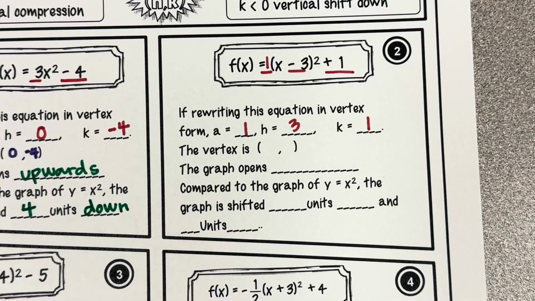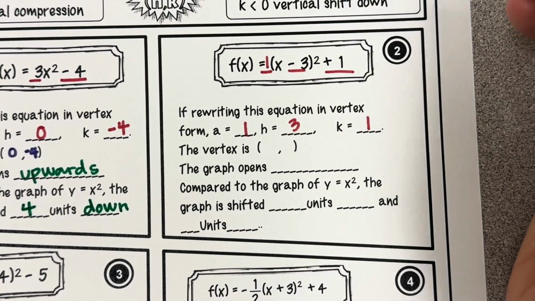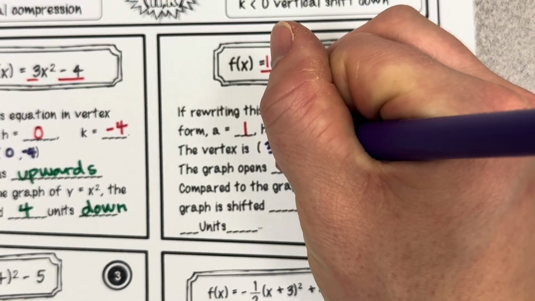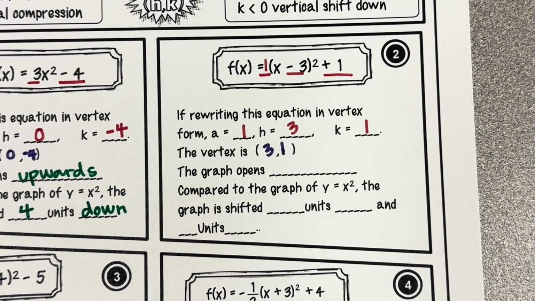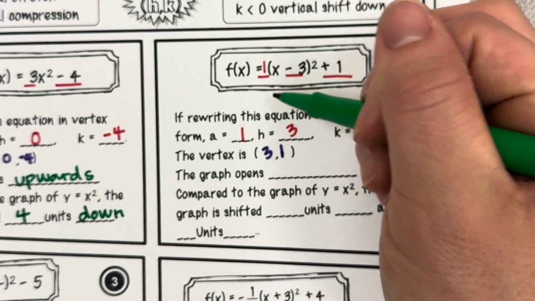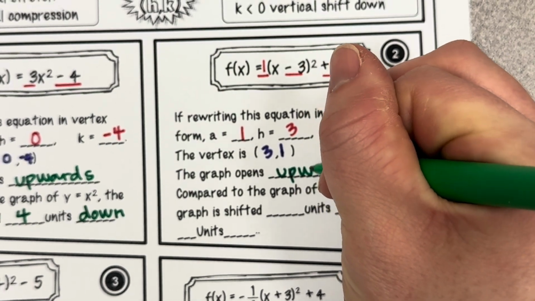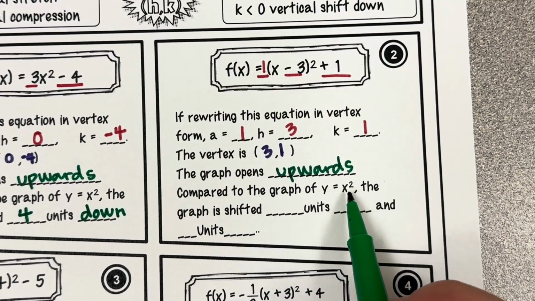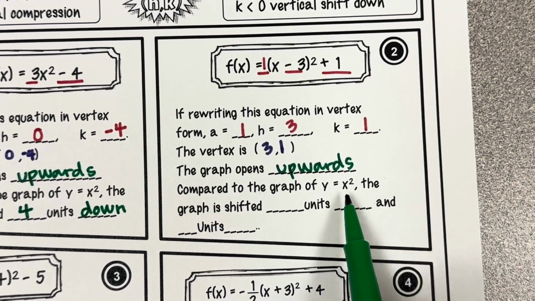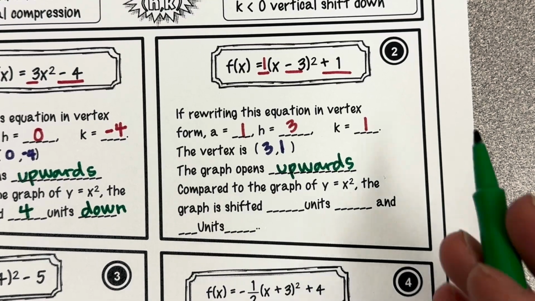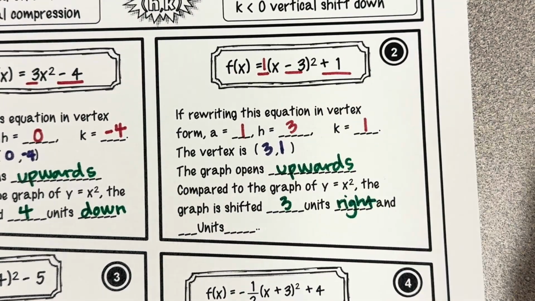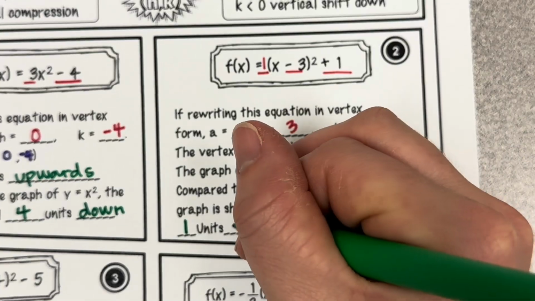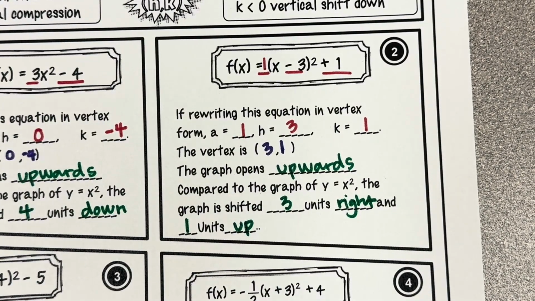That means our vertex is going to be H, which is 3, comma K, 1. So 3, comma 1. Now we need to decide if the graph opens up or down. Our A is positive here, +1, so again, it opens upwards. Compared to the parent function of x squared, which is what we're talking about this unit, the graph is shifted 3 units to the right. Remember, whenever you see a minus, it's to the right. And then 1 unit up because of that +1 on the end. Beautiful.